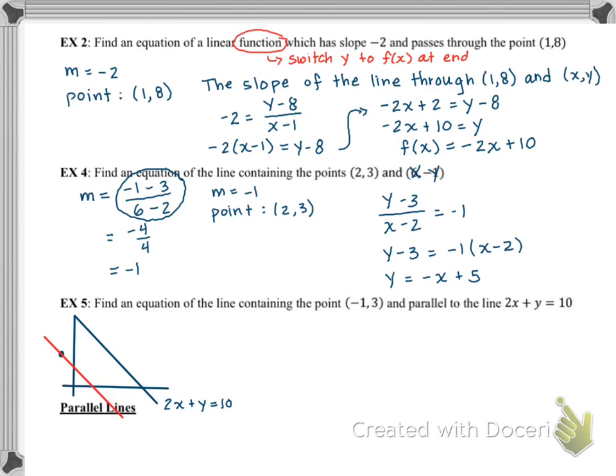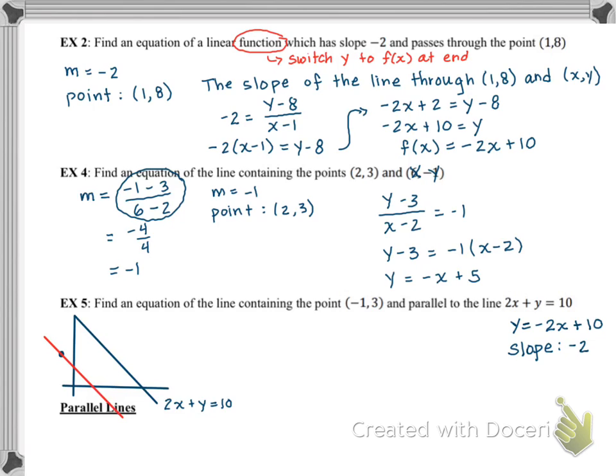So the first thing we're going to do is look at this equation over here and just put it in slope-intercept form. So just solve for y. So we have y equals -2x plus 10. So what's the slope of that line? Which means the slope of the red line is also -2.